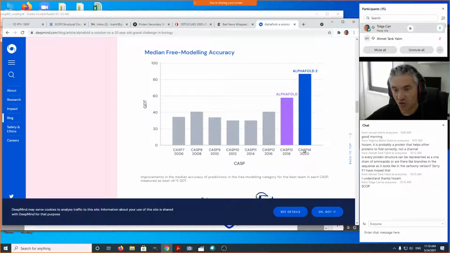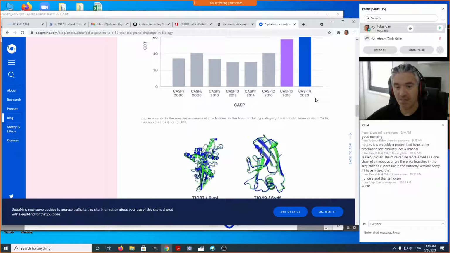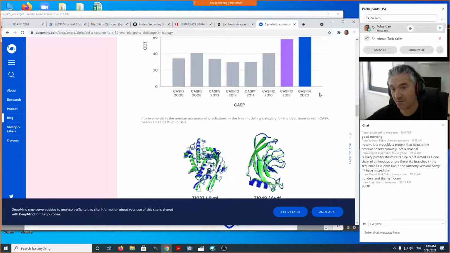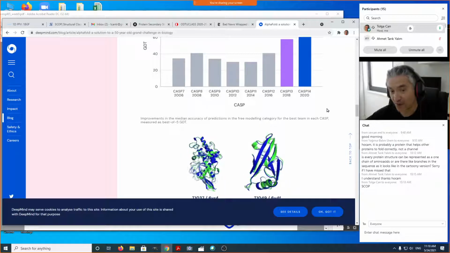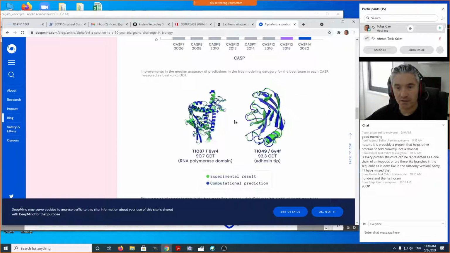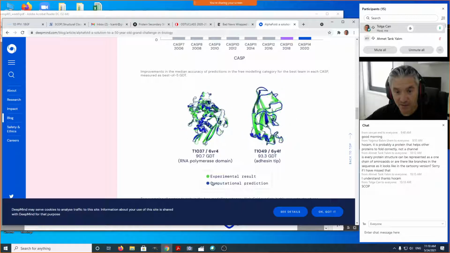But in just 2 years after that, with AlphaFold 2, the bar was raised more than twofold, and the organizers now accepted that, okay, AlphaFold 2 solved this problem. Maybe I don't know whether they're going to have CASP 15 in 2020 or not. But these are probably the experimental results.